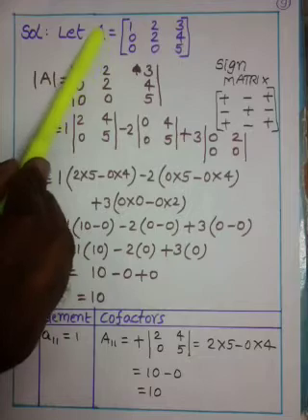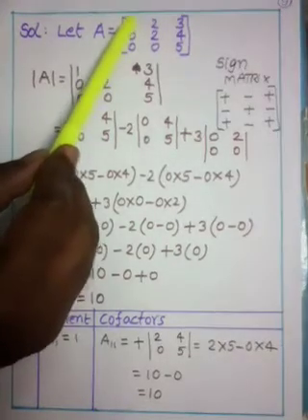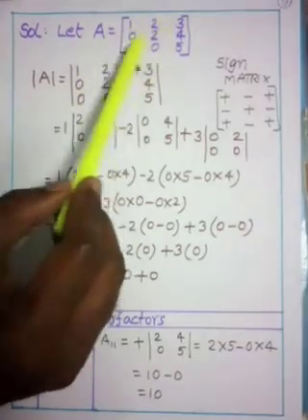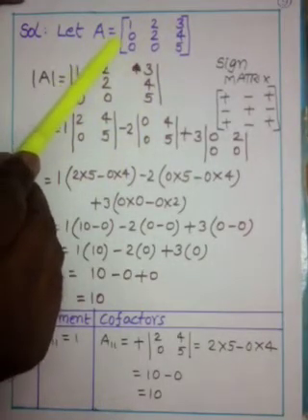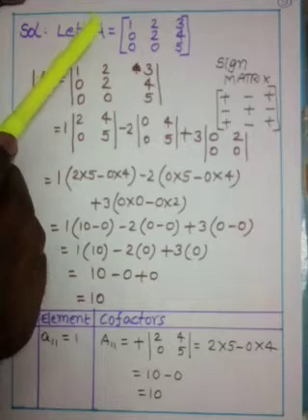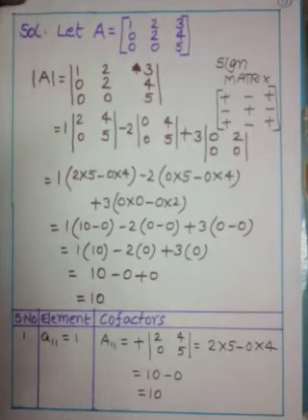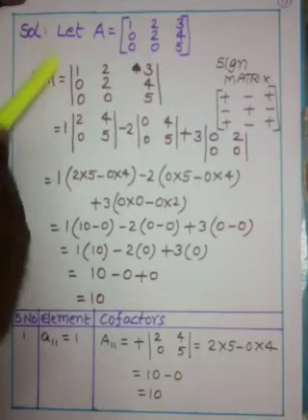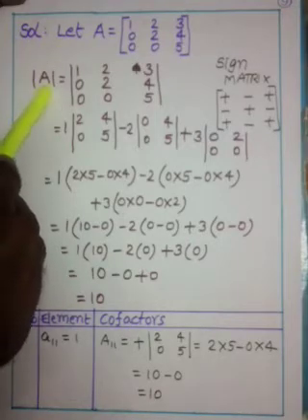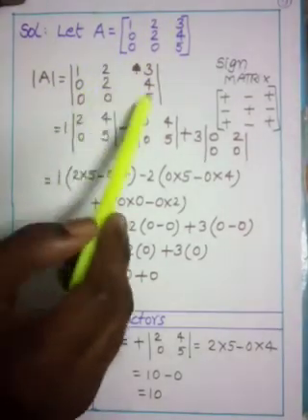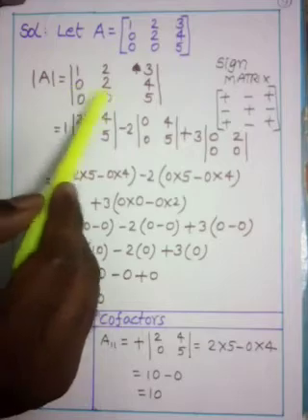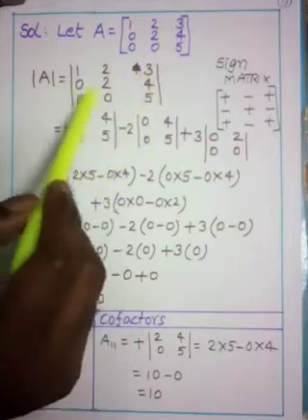Now let A be equal to the matrix 1, 2, 3, 0, 2, 4, 0, 0, 5. Okay, my dear children, we are going to find its inverse. To find its inverse, you know the formula A inverse is equal to 1 by det A into adjoint A. So first of all we find its determinant. Det A is equal to det 1, 2, 3, 0, 2, 4, 0, 0, 5. And I am expanding this determinant along the first row.